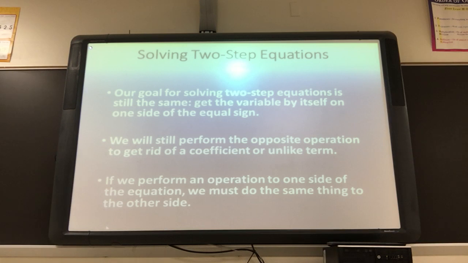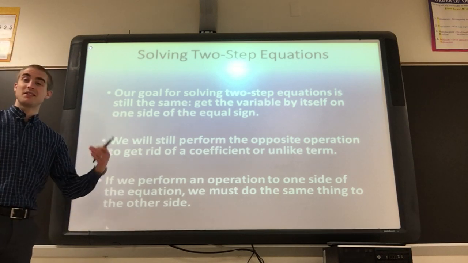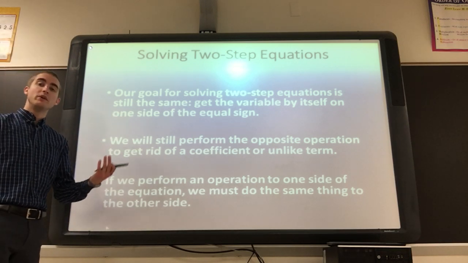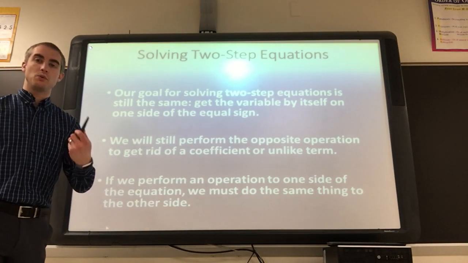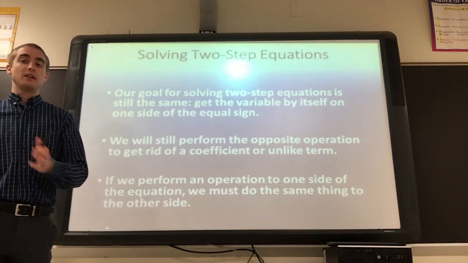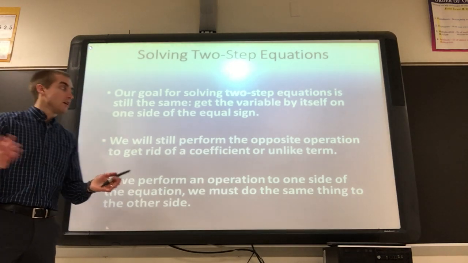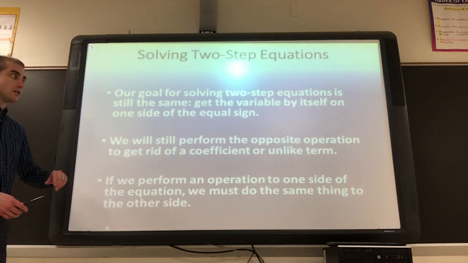A few different things about solving two-step equations. So first of all, our goal for solving these equations is still the same as what we did when we solved one-step equations. We want to get the variable by itself on one side of the equal sign. So that goal doesn't change at all. Okay, also, this second one doesn't change either.